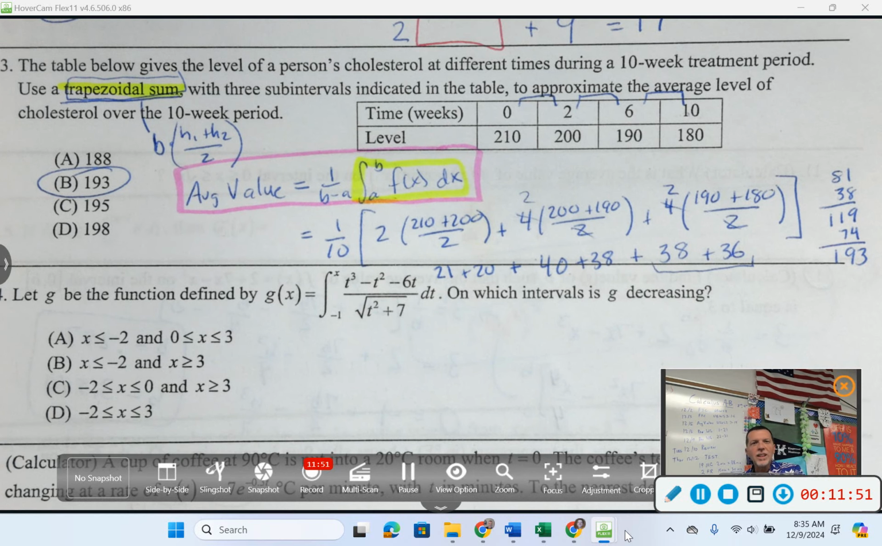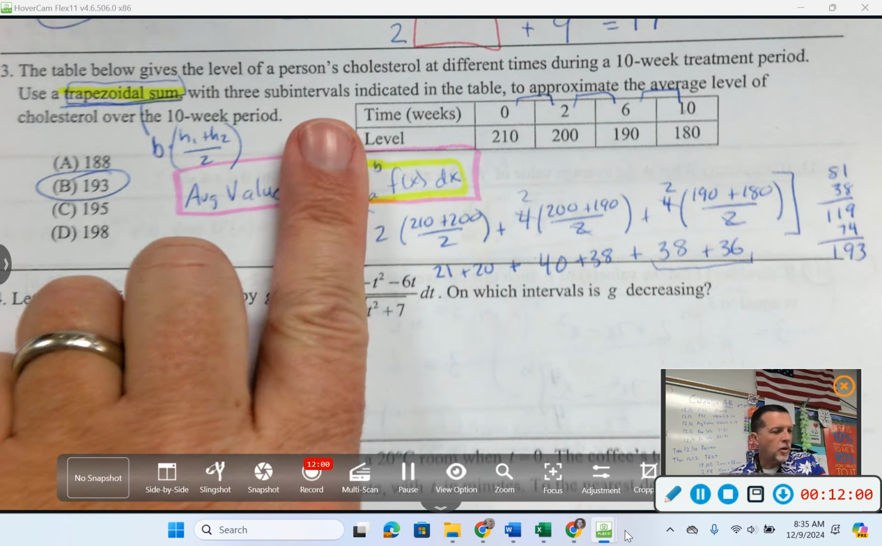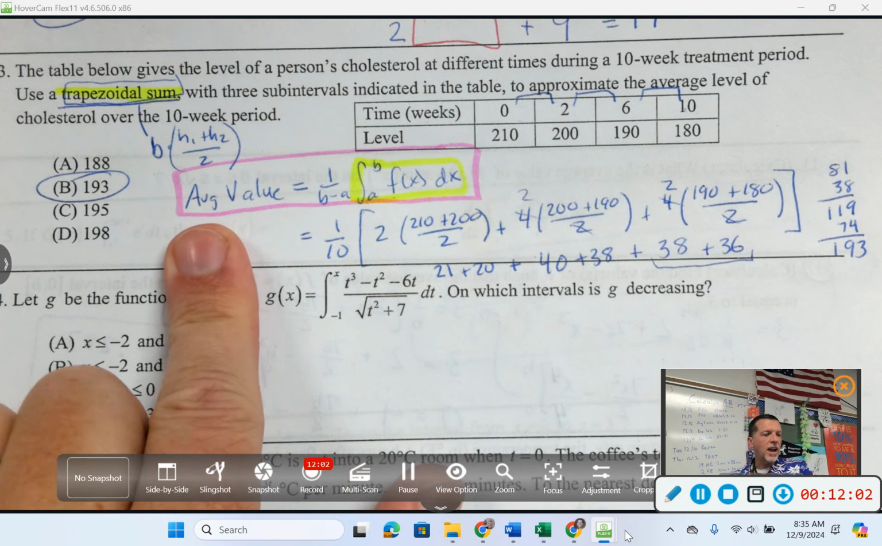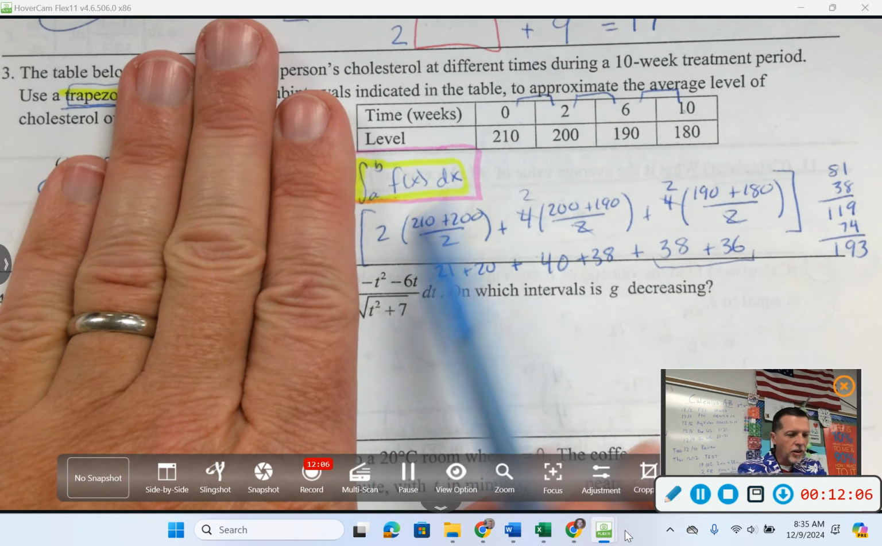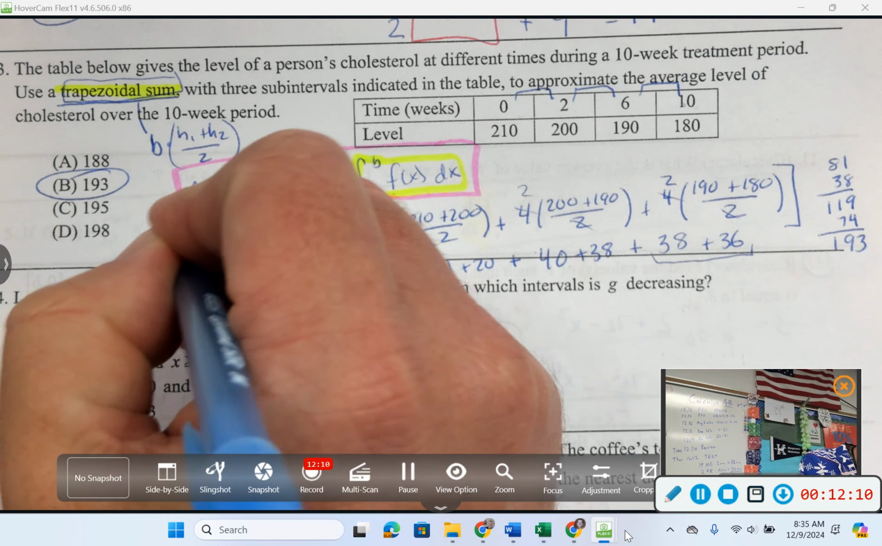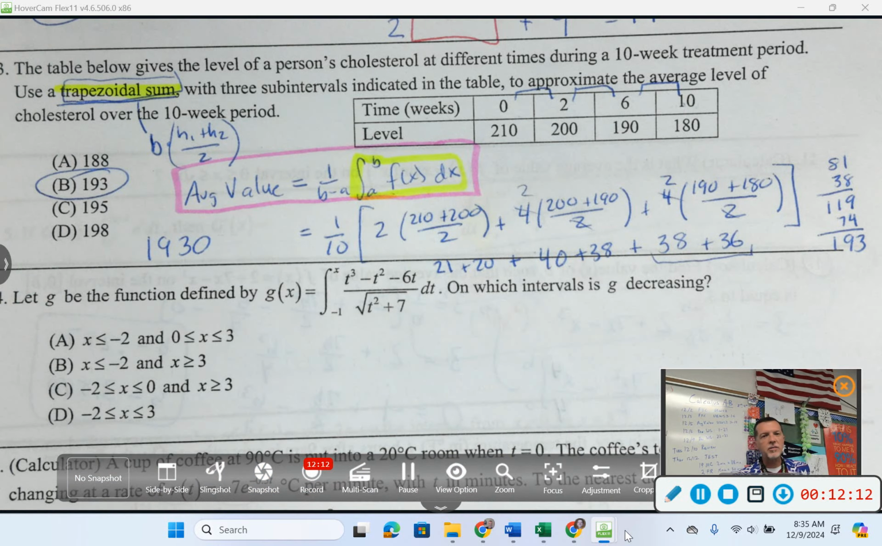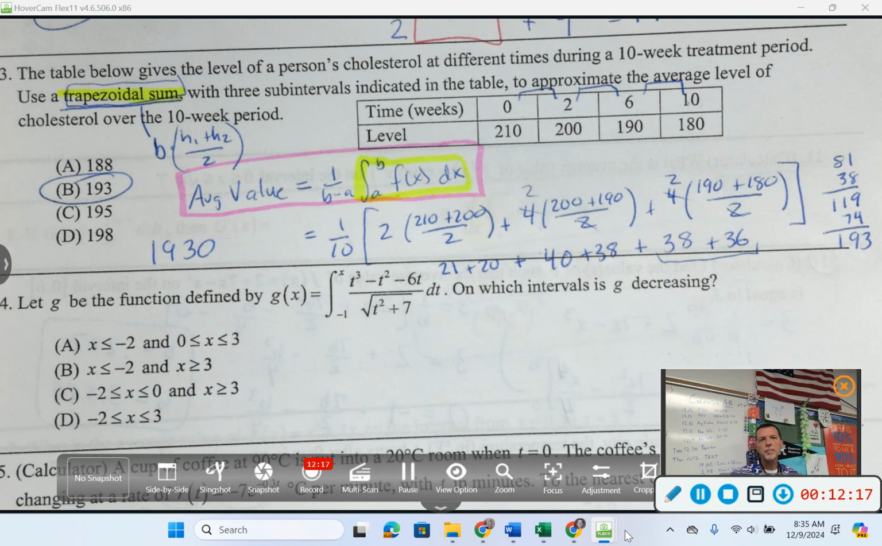There will be one like that on the test where it says use, I don't know if it's trapezoid, but a right sum or left sum. And the trouble is students forget about the 1/10 thing. They forget you're finding the average value. They see trapezoid sum and they just immediately jump to, there's my trapezoid sum, and I guess their answer for that one would have been 1,930 because they forget to do the 1 over b minus a thing.